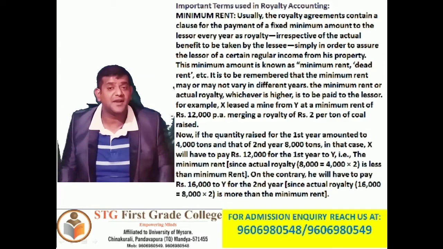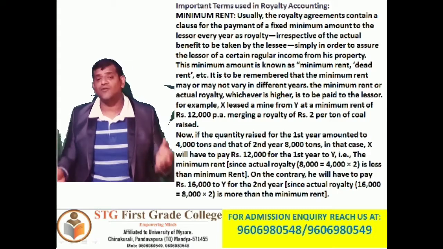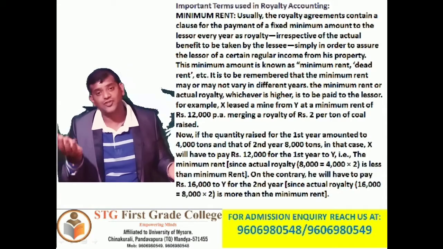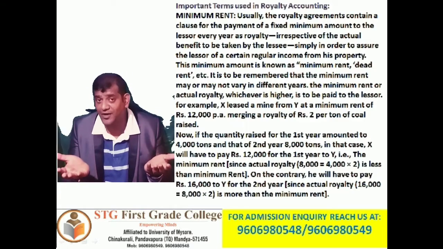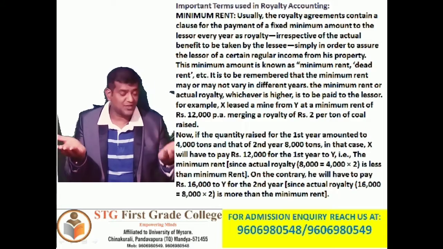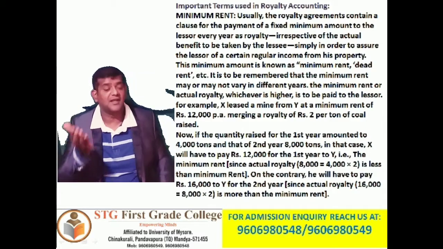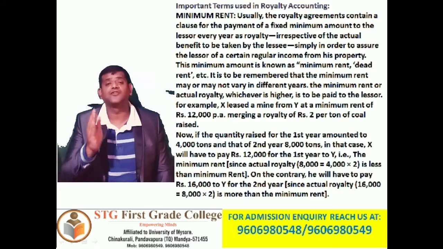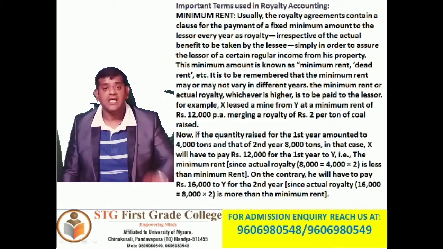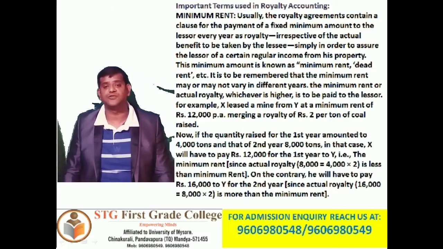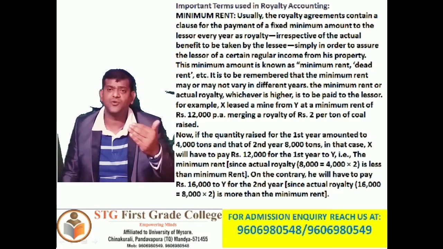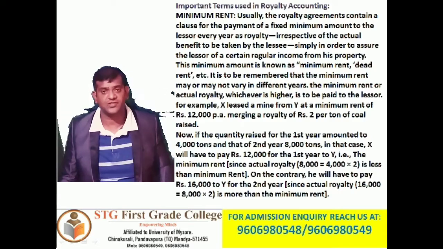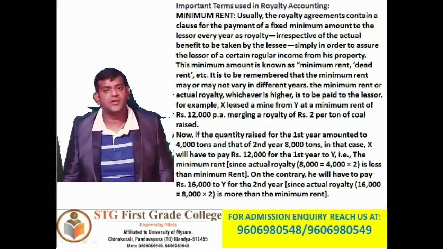Whereas minimum rent is how much? 12,000. So now compare minimum rent 12,000 with actual royalty 16,000. Which is greater, which is higher, which is more? 16,000 is more. So in such a case, we don't consider the minimum rent, we consider only the actual royalty as per the agreement. Since actual royalty is 16,000, that is more than the minimum rent. Okay. So now we always go with the royalty concept for a number of years. It cannot be for 1 year or 2 years or 3 years.